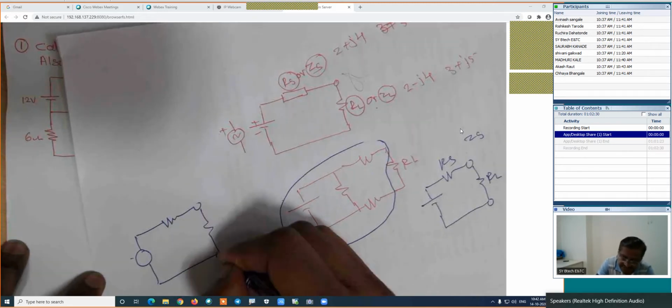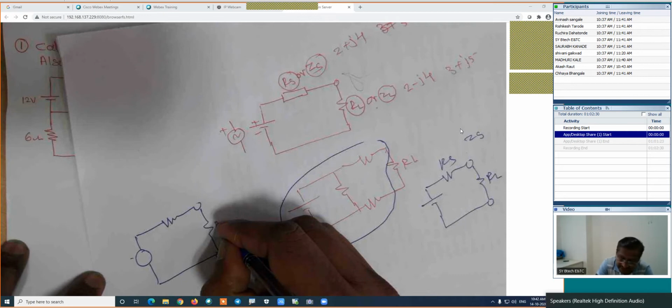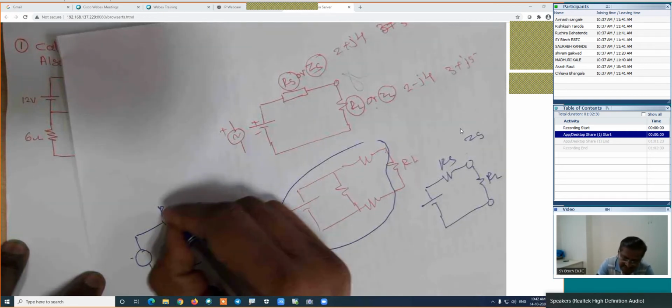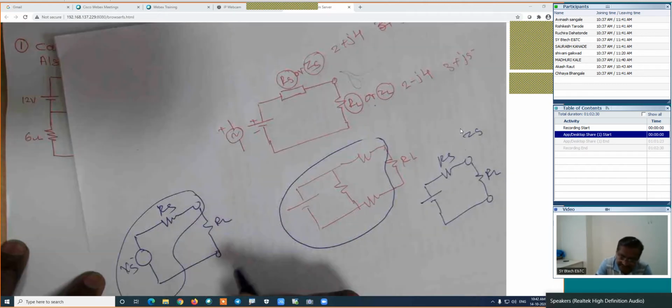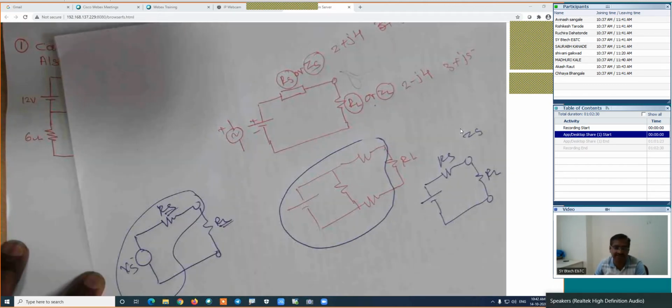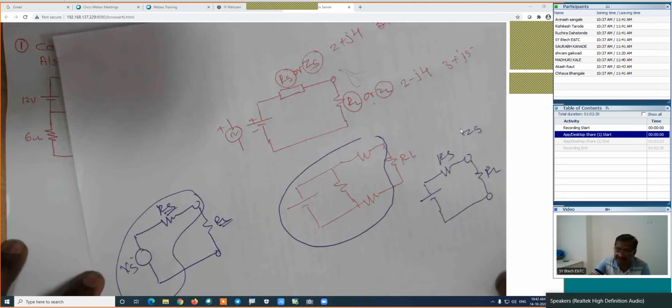This maximum power transfer theorem is applicable to those circuits which have this structure. Is it right? This may be ZL or this may be the RL. This is RS and this is the source, whatever VS. First we have to convert into this, and this value will be the same as this for maximum power transfer theorem if it is resistive. Otherwise, it is the complex conjugate if it is impedance.